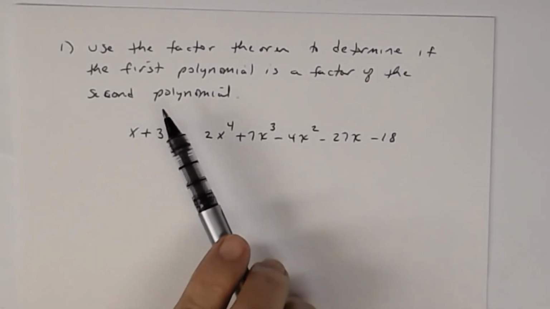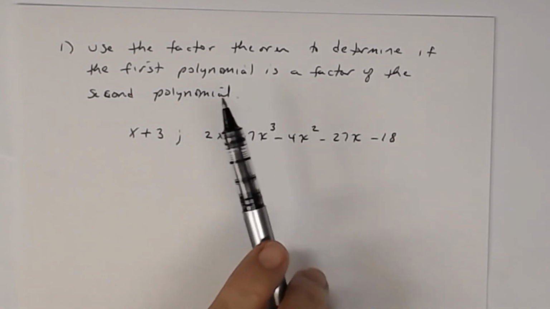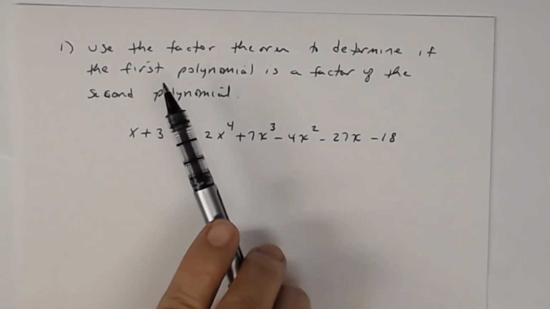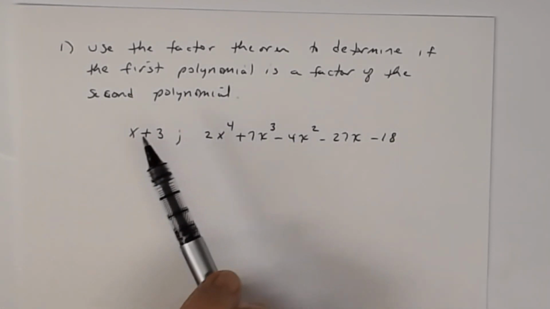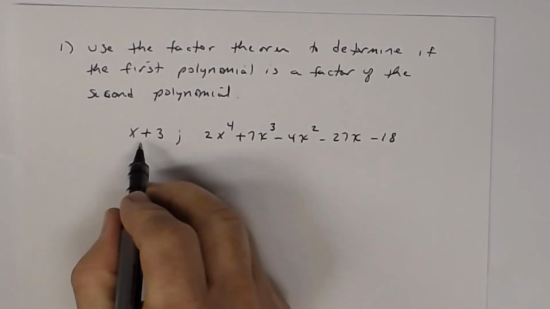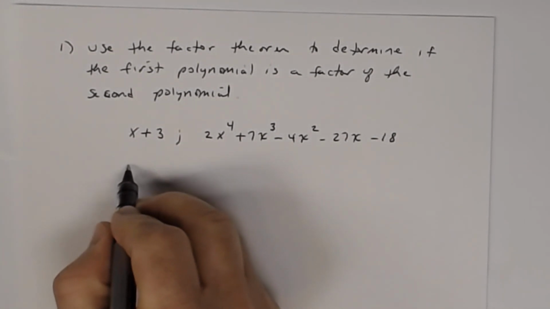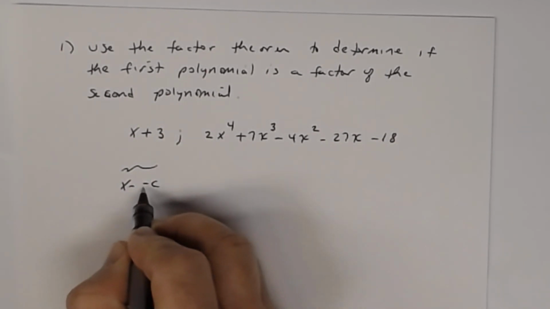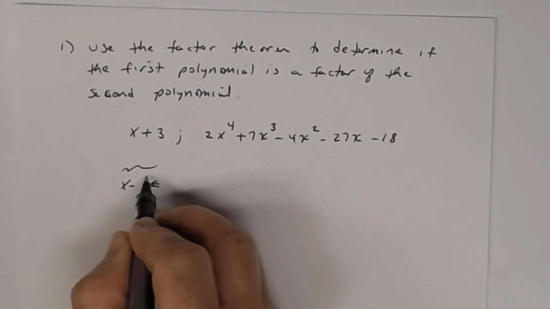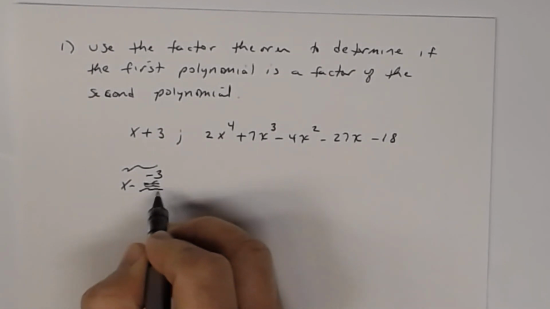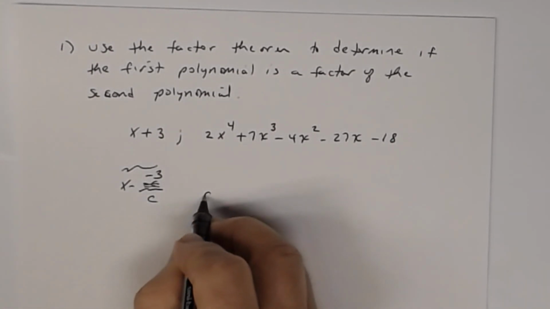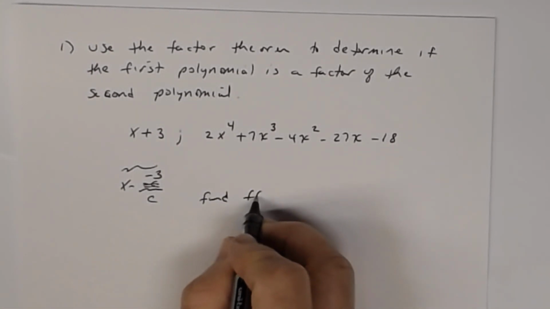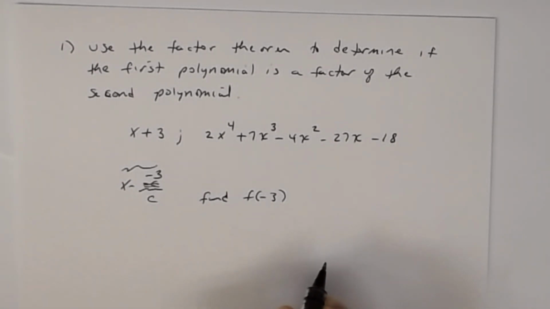All right. So if I want to use the factor theorem to determine if the first polynomial is a factor of the second polynomial, I've got to find, and remember this is x plus 3, so you got to remember this is also written as x minus a negative 3. So this right here is your c. So I have to find f of negative 3. Okay, so I'm going to go ahead and use synthetic division.